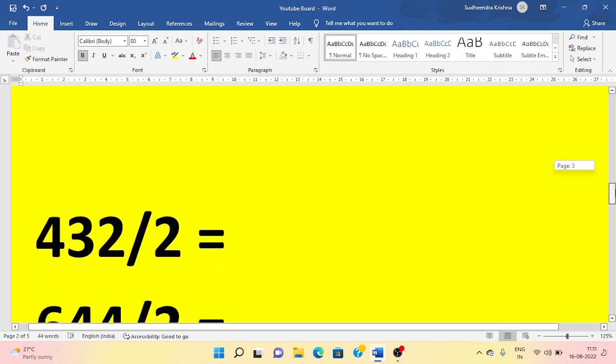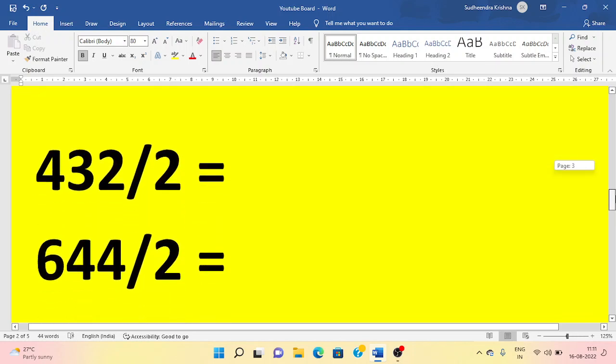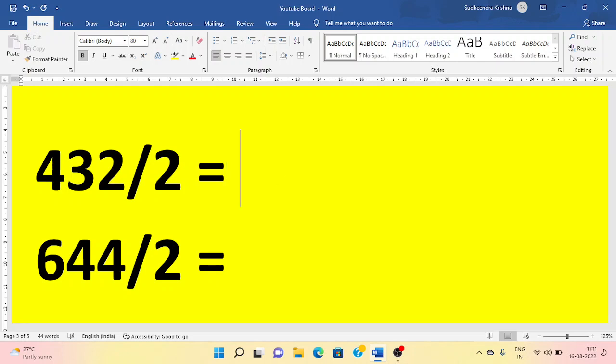Now let us see the second method, which is called split and merge method. For example, we have to find half of 432. So 432, I'll write it as 400 plus 32.